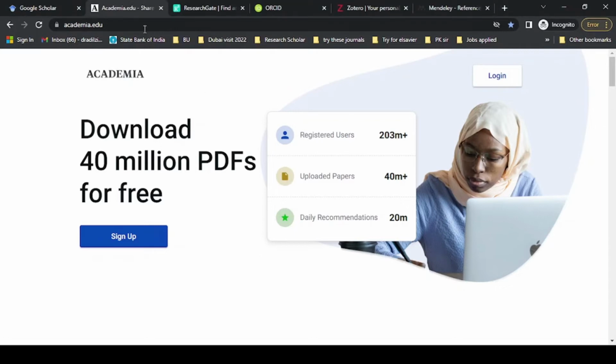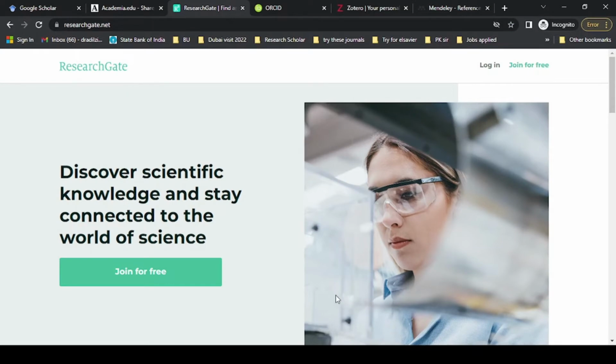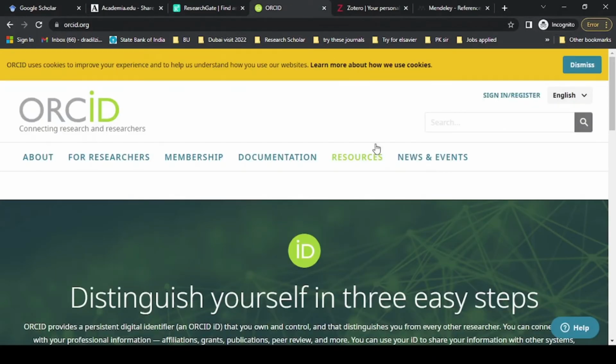Another important one is ResearchGate, and ResearchGate is also used for exchanging thoughts. You can collaborate using your ResearchGate account. You should join this, and you can get new research paper ideas here as well. Next is your ORCID ID, and this ORCID ID will help you to track your own publications.